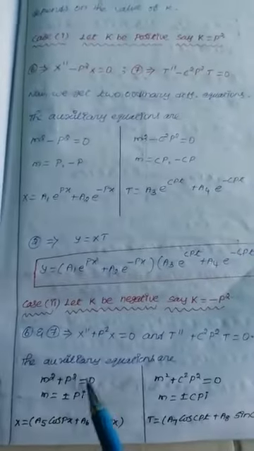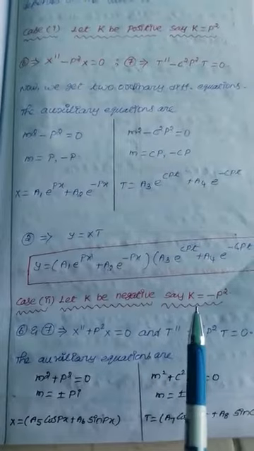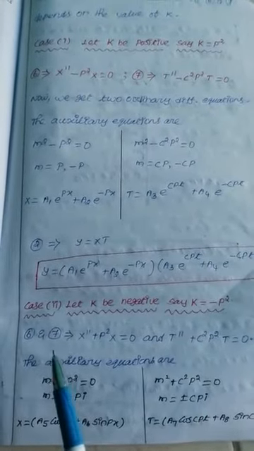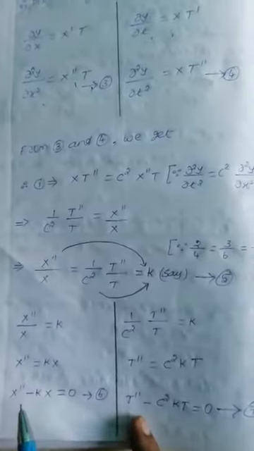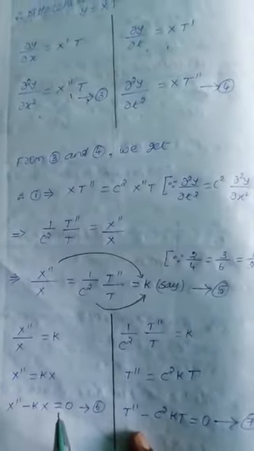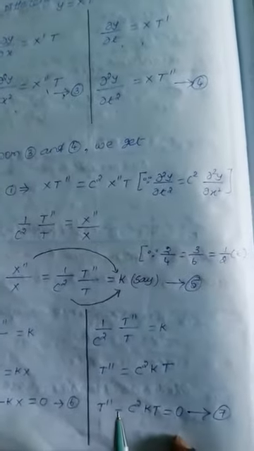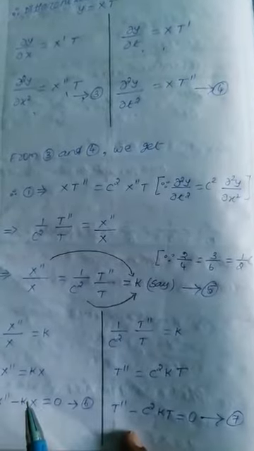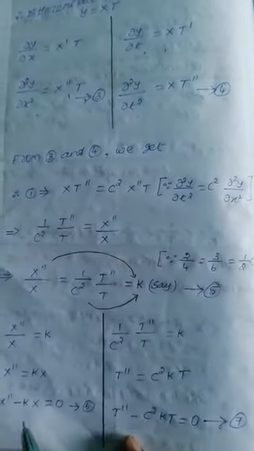Now we go to the second case. Suppose k is a negative number, k equal to minus p square. Now the differential equations in 6 and 7 come. We know differential equation 6 is X double prime minus kX equal to 0, and T double prime minus c square kT equal to 0. Now k equal to minus p square means here plus will come, and here plus will come.